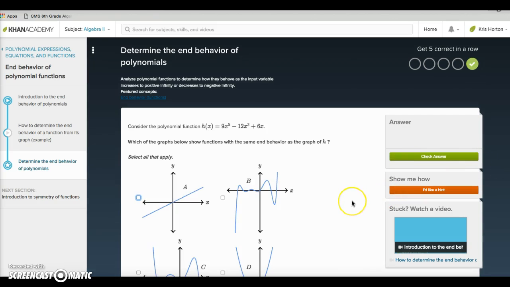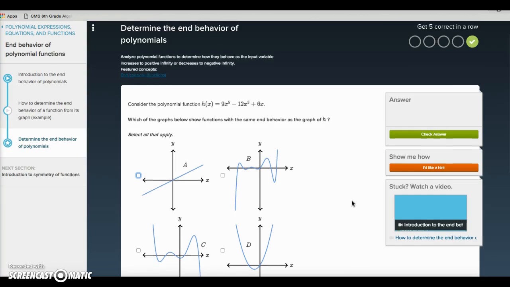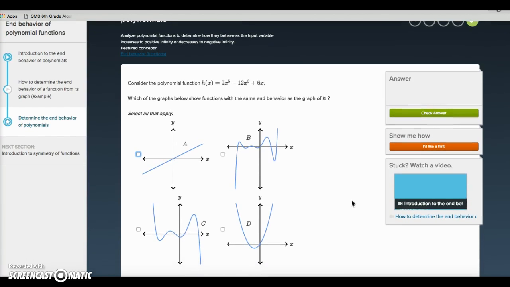Now, let's look at another example. So we're given some graphs here to examine. So we want to look at the polynomial function h of x equals 9x to the fifth minus 12x to the third plus 6x. Again, we're in standard form. So this is a fifth degree polynomial. So it has an odd degree. So our behavior should be down and then up.